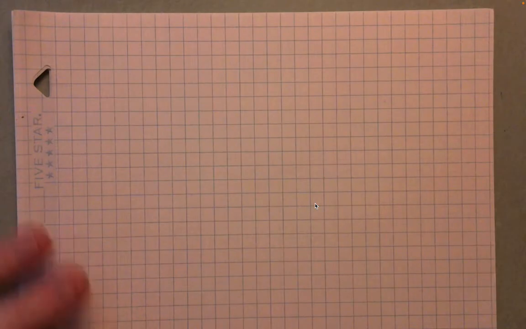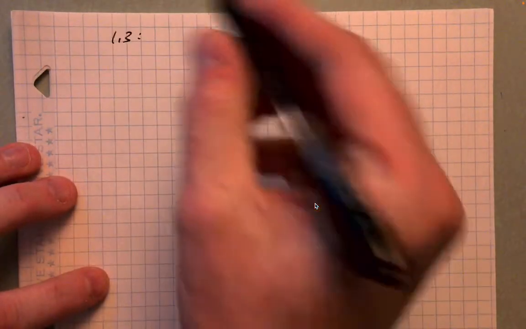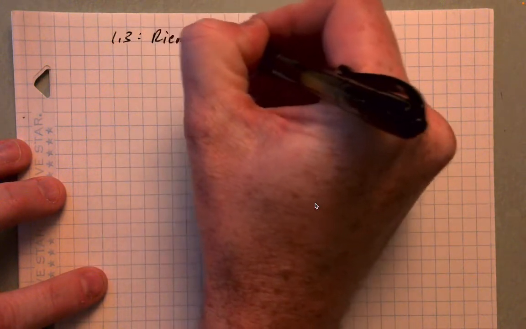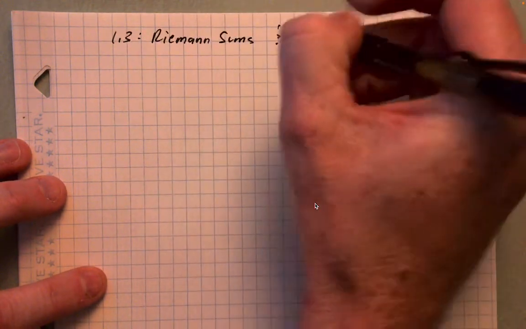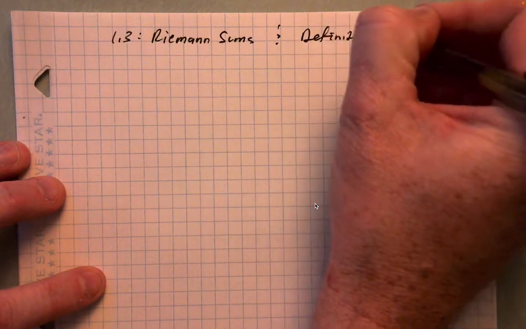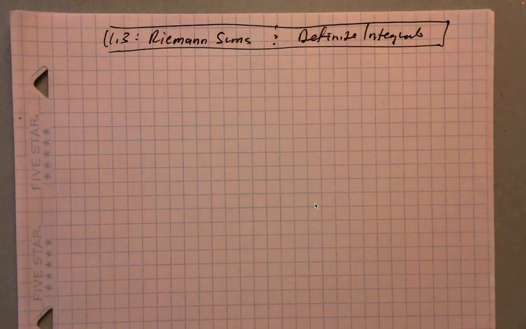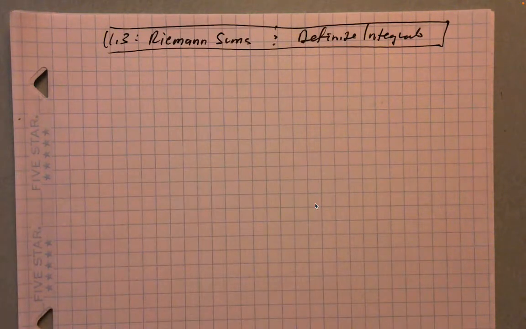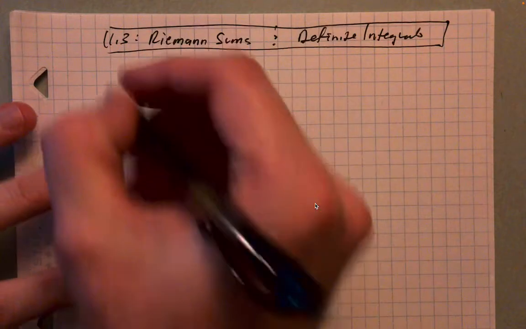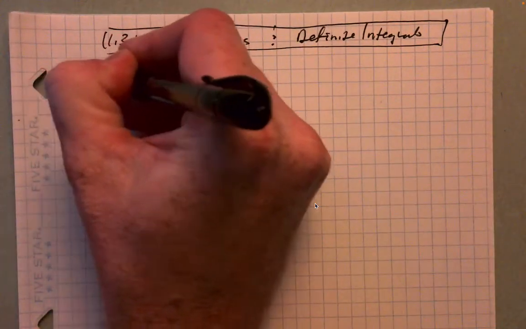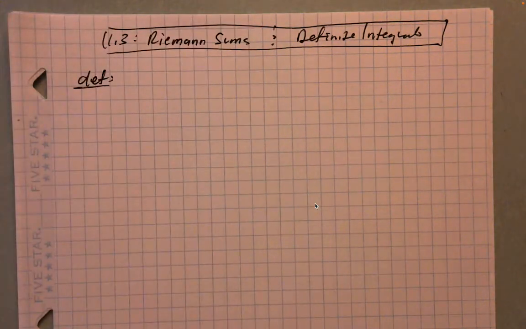So let's start by calling this lecture 1, section 1.3, Riemann sums and definite integrals. Okay, so we'll start with a definition of what we mean by a Riemann sum. Now, of course, this name Riemann, that's the mathematician Bernard Riemann, very famous mathematician. So the definition for a Riemann sum.